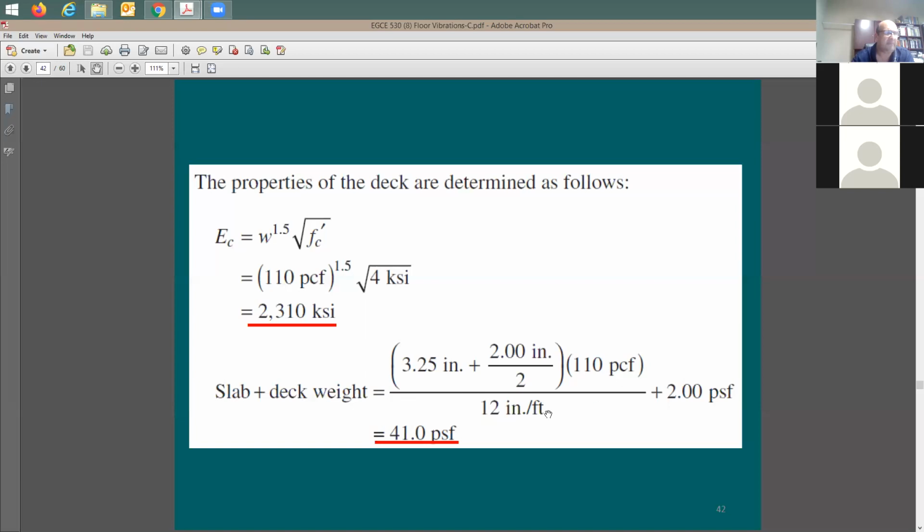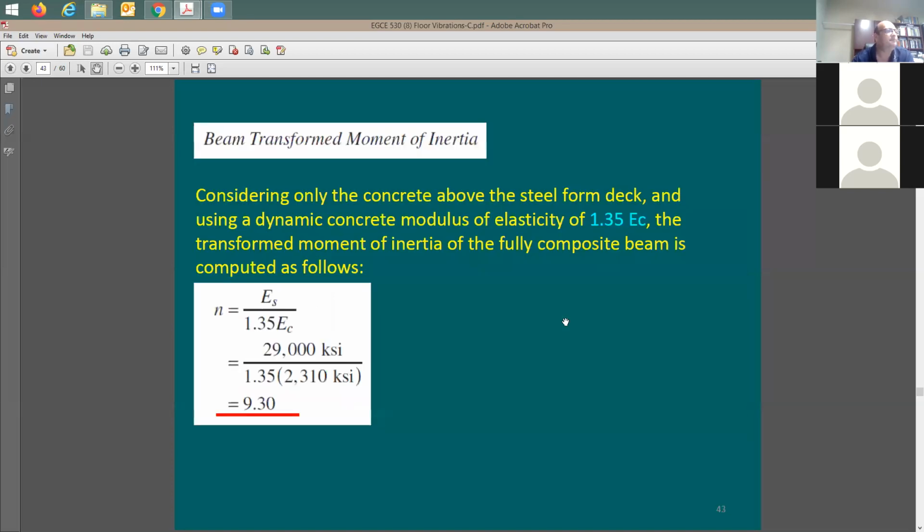So we can say here's the slab weight, and here is the deck weight. This here is going to be the concrete, the solid concrete, and this area here is going to be the amount of fluid that you have in there, which means like the rib in the deck. At the end, you have 41 psf for the self weight of the deck and the concrete slab.